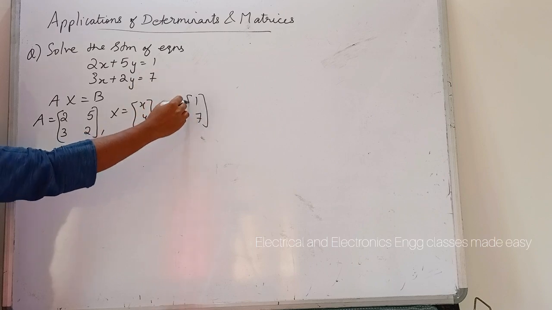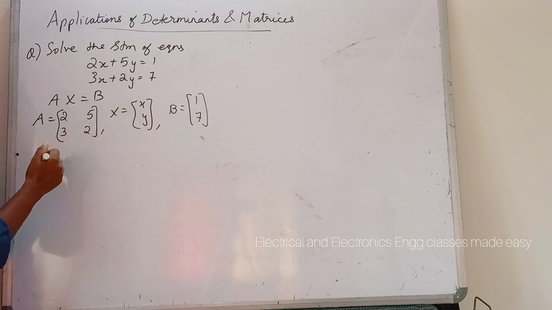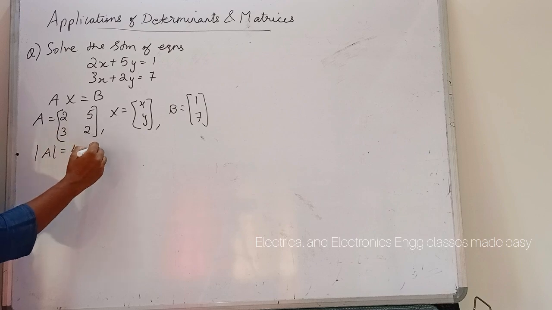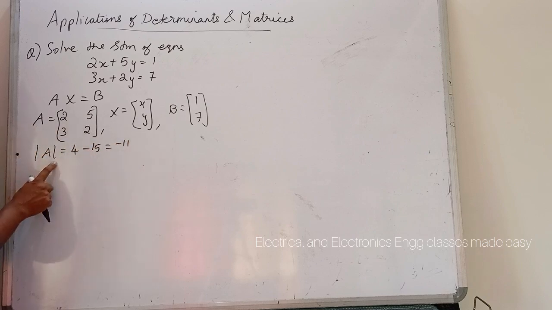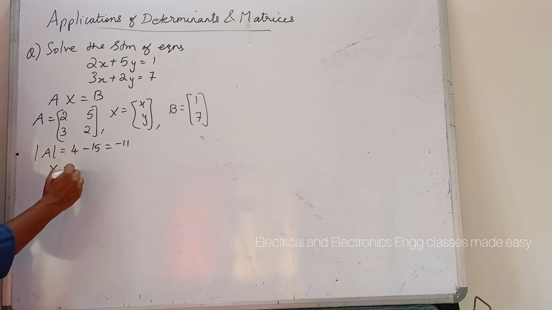That is the constants. So to find the unknown values x and y, we have to check whether A is singular or not. For that we have to find the determinant of A. That is 2 into 2 is 4, minus 5 into 3 is 15, and that is equal to minus 11. So it is a non-singular matrix, so the inverse of the matrix exists. So we can find the unknown variables using the relation X = A inverse B.